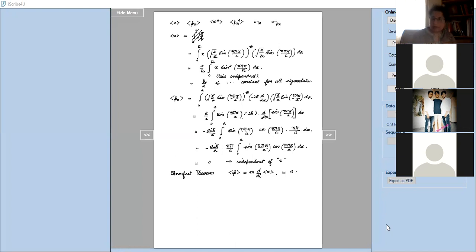So we have x, we have px. Now let's go on to x square. Okay, so what about x square? Again, all of you know this is going to be 0 to a x square, and then you'd have essentially sine square n pi x by a dx. So please go ahead, try and do this integration, all of you.